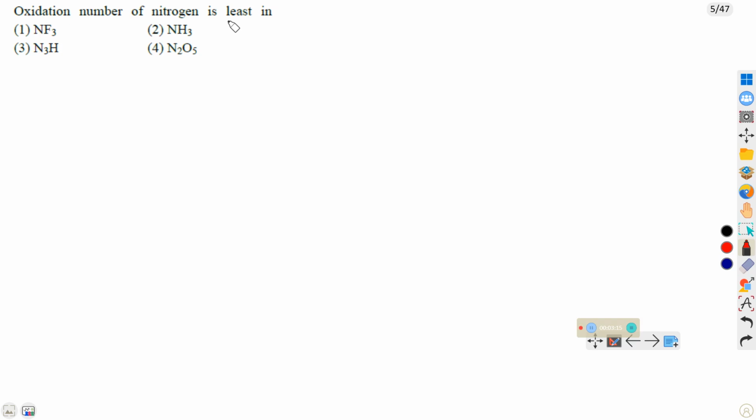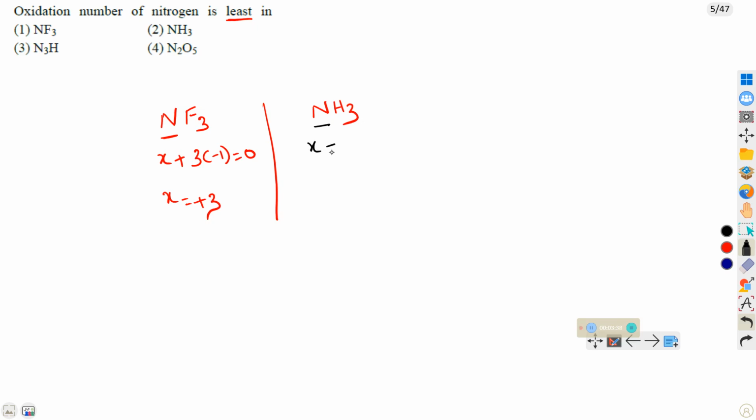Oxidation number of nitrogen is least in which? Calculate in NF3 molecule the nitrogen oxidation state: x plus 3 into minus 1 equals 0. Halogens generally exhibit negative oxidation state. x equals plus 3. NH3, calculate nitrogen oxidation state: x plus 3 into 1 equals 0, x equals minus 3.